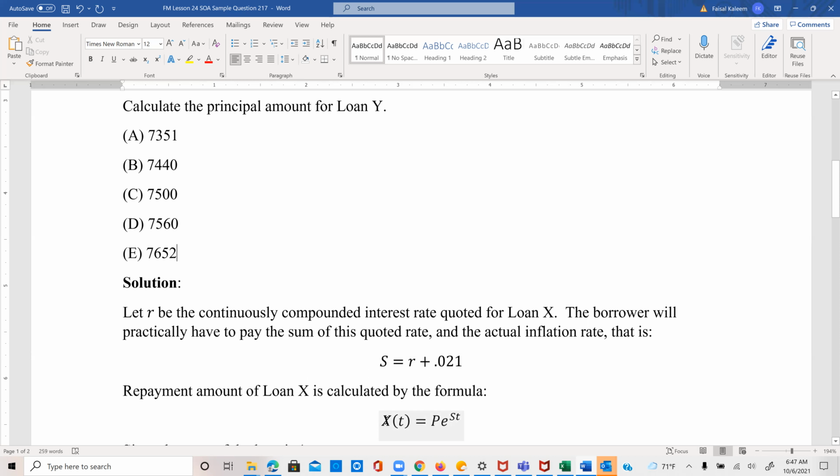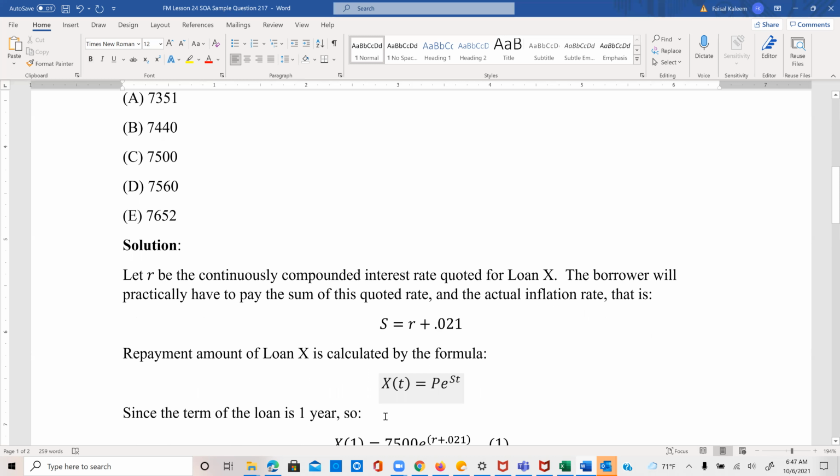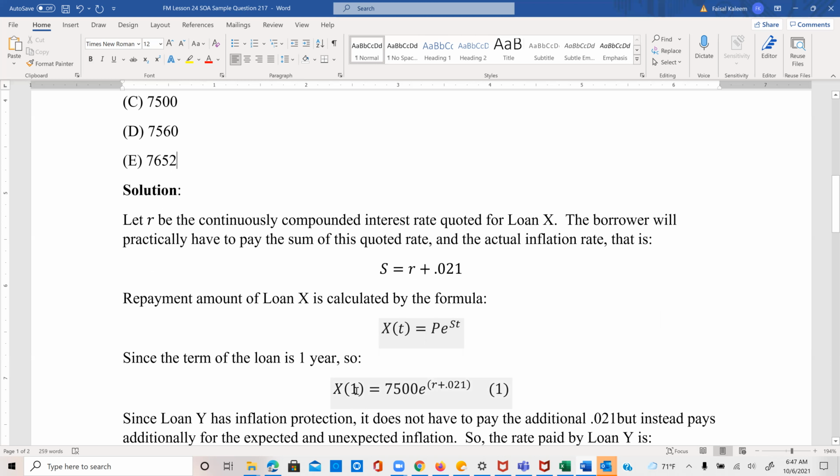So in this case, let's call X(t) the amount function for loan X, and time is 1 year. So X(1) will be, the principal was 7,500 for loan X, e to the power of R plus 0.021 is the rate, and time is 1, so we don't see that. Okay, so this much for loan X.